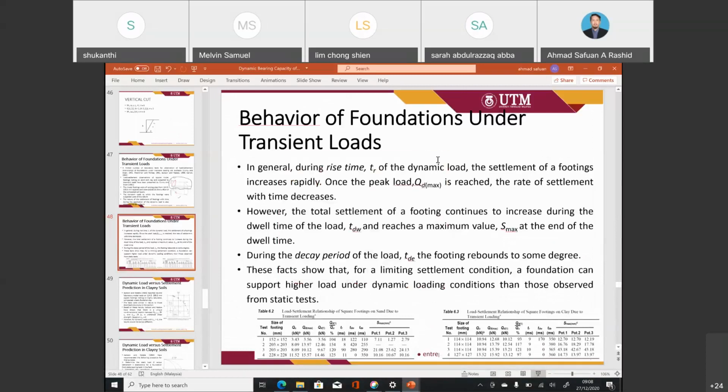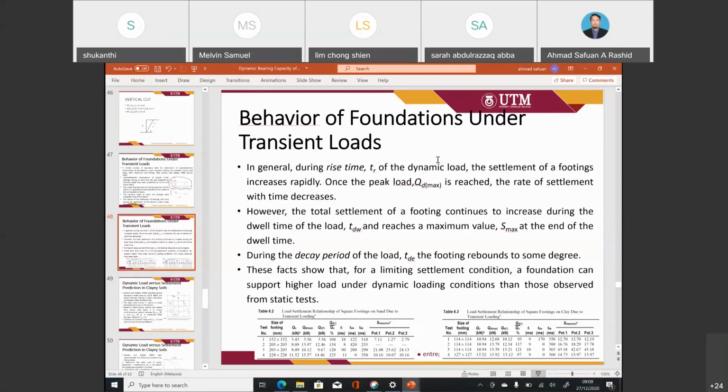During the decay period, the footing rebounds to some degree. This shows that for a limiting settlement condition, a foundation can support higher loads under dynamic loading conditions than those observed from static tests.